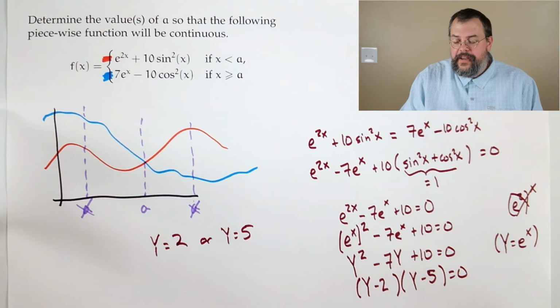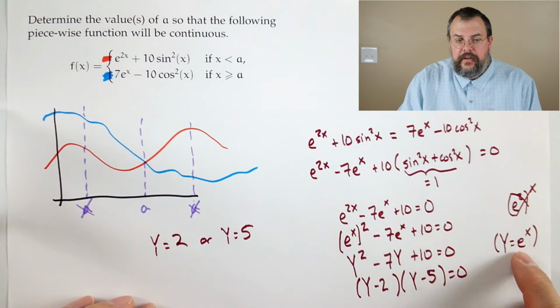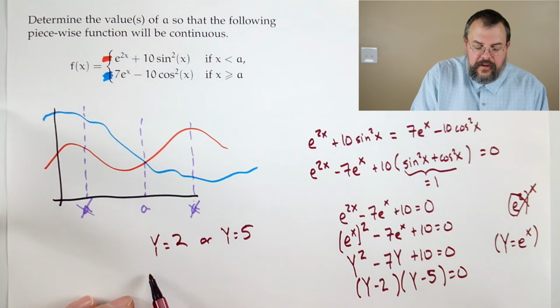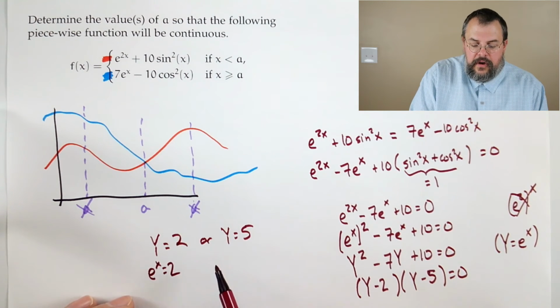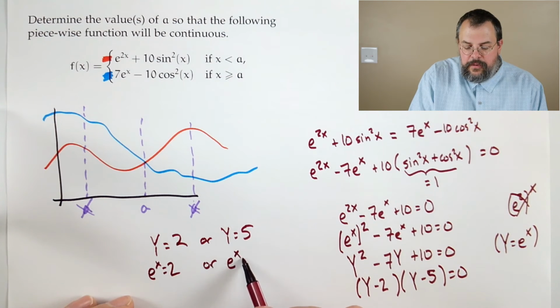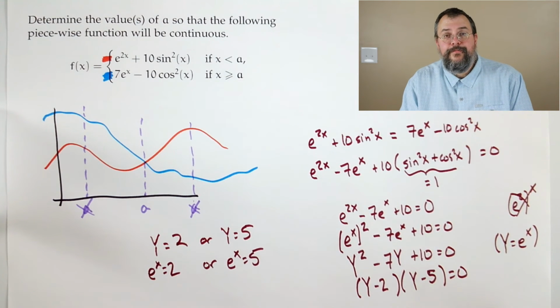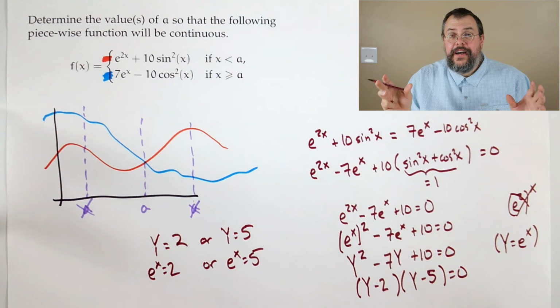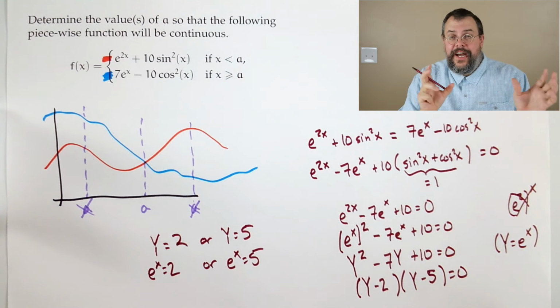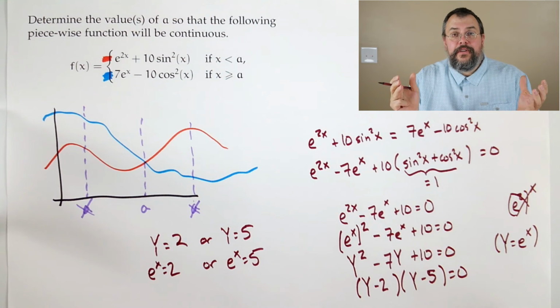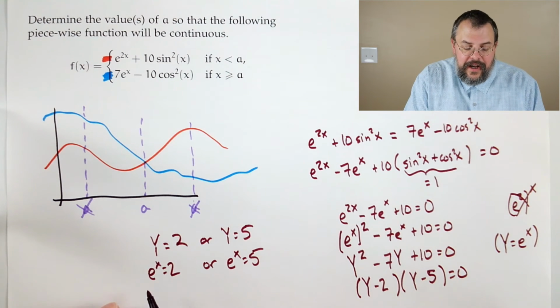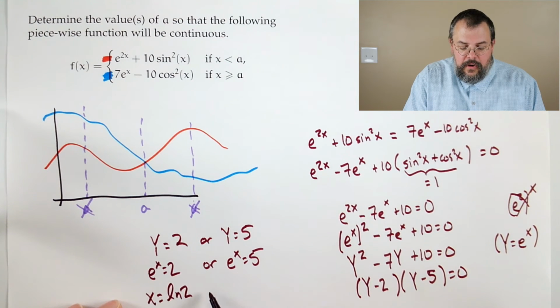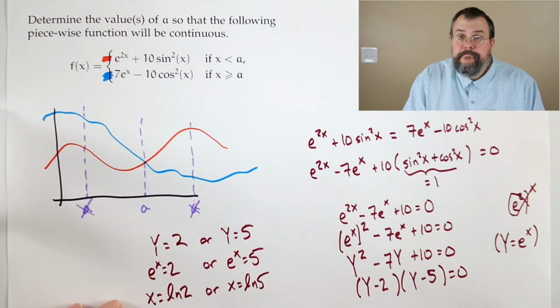Let's step back. Y is e to the x. So we're going to come back over here. That says we need e to the x equals 2 or e to the x equals 5. Now log is a good choice. We can take the log of both sides. There's no addition and subtraction happening on the two sides, so log works miracles. Log of e to the x would be x, so x equals log 2, or x equals log 5.